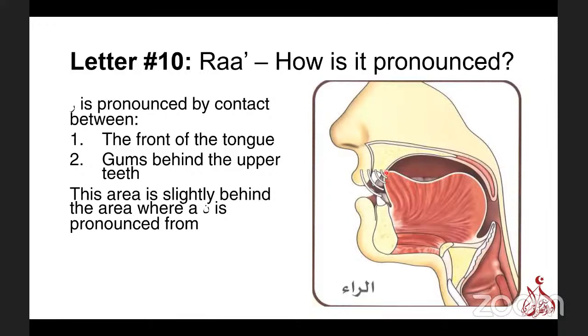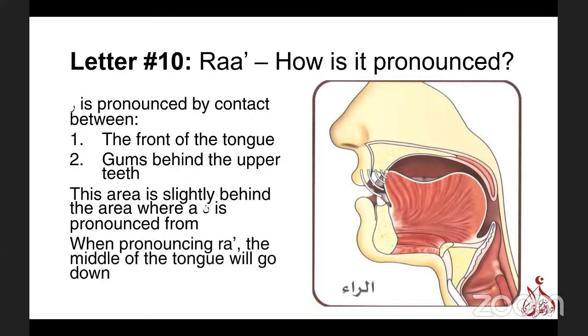So noon would be somewhere like right here, and Ra would be a bit above. It's not an exact picture, of course, but it's a bit behind the noon. So that's where Ra is pronounced. When your tongue touches that area, a Ra is pronounced.